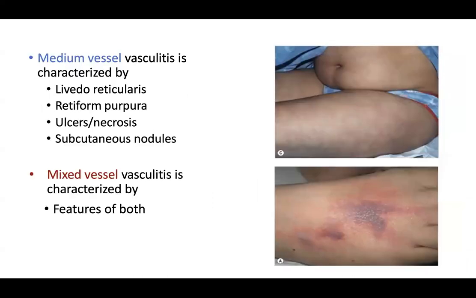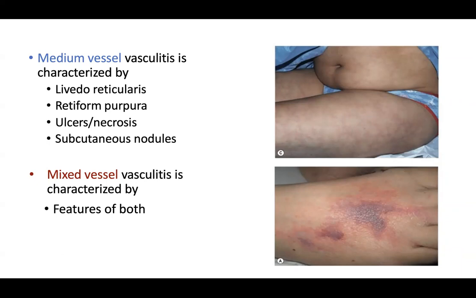Medium vessel vasculitis, though, on the other hand, leads to other findings such as livedo reticularis, retiform purpura, ulcers and necrosis, and subcutaneous nodules. And when you have a mixed vessel vasculitis, you have features of both. So it makes sense that if you're affecting a deeper vessel, that you could get results in a larger area of ischemia to the overlying skin, resulting in ulceration and necrosis.